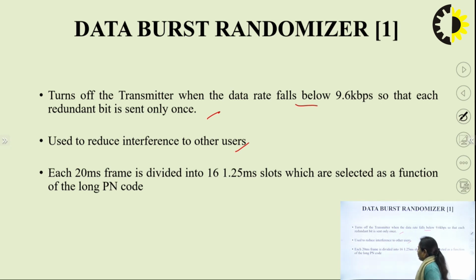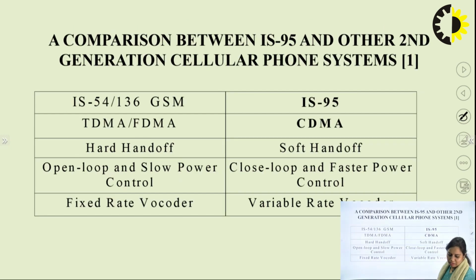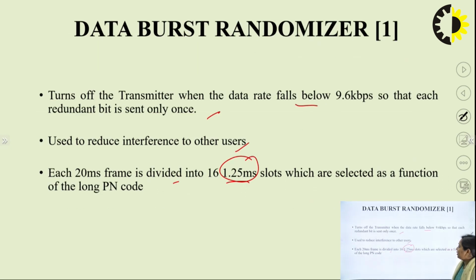Each 20 millisecond frame is divided into 16 slots of 1.25 milliseconds, which are selected as a function of the long PN code. So this was the case for the data burst randomizer.